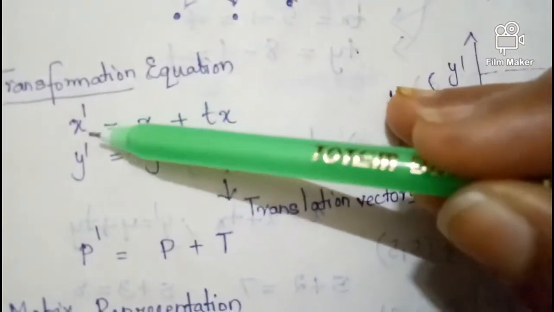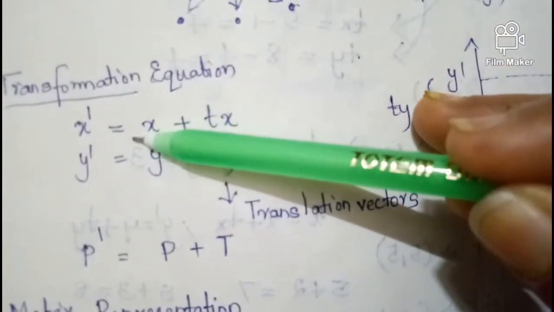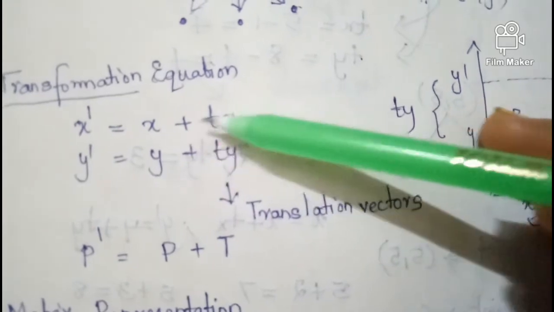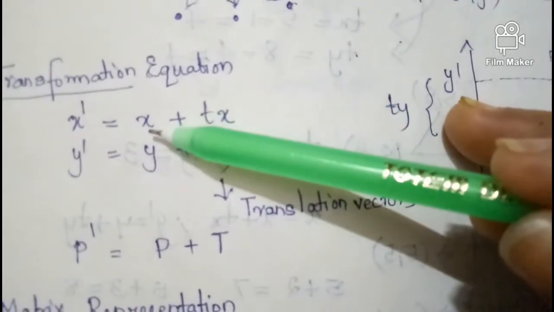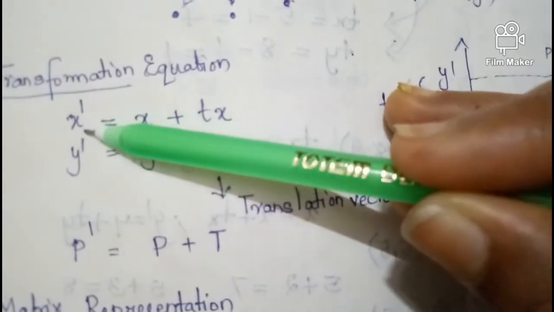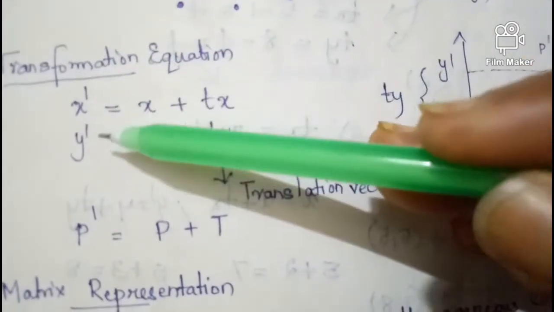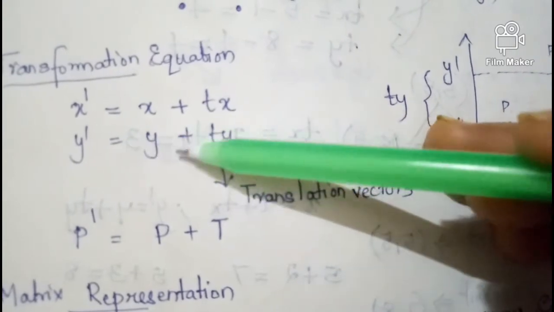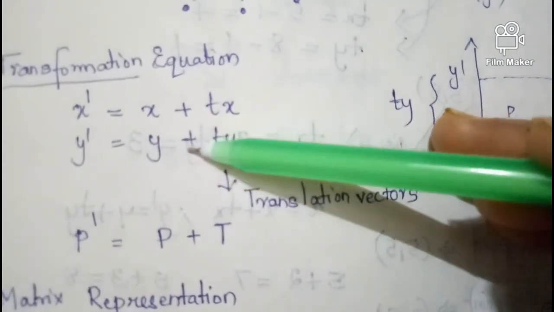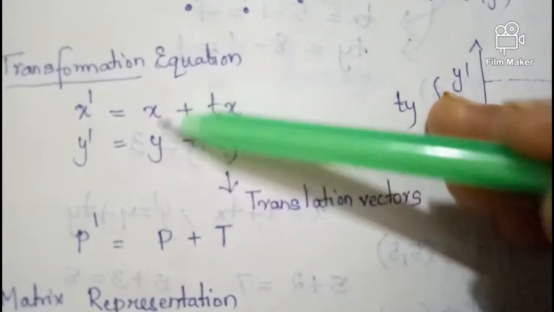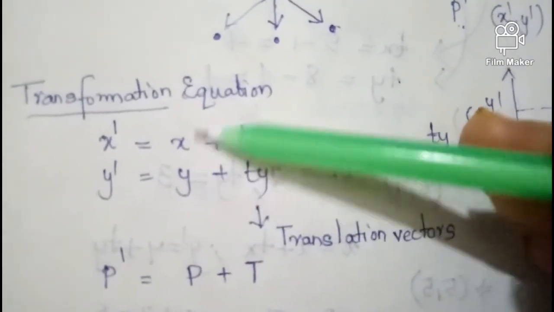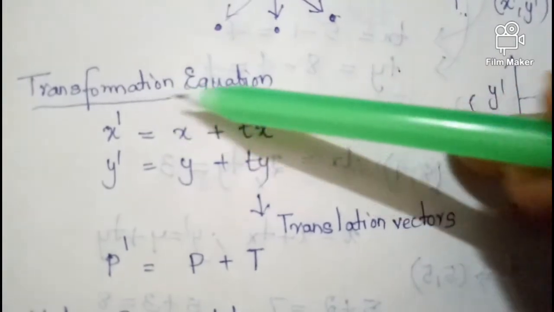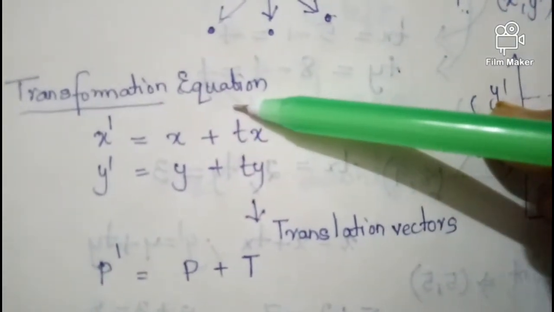So I am going to write it as an equation. That means x dash is obtained when x is added to tx. You can add tx to the parameter x to get the new value of x dash. Similarly, y dash is obtained when ty is added to y. So these are the two equations in translation. These two equations are together known as transformation equations for translation.